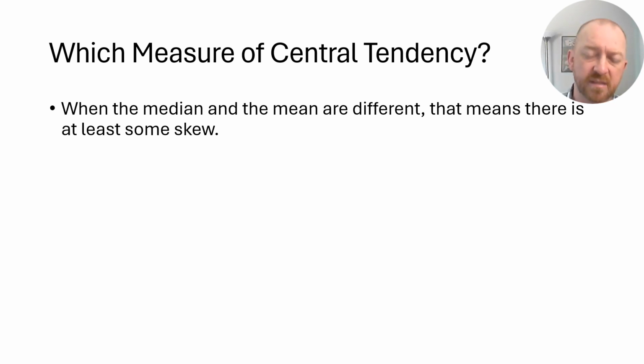For these basic introductory courses, a really easy way to do this is to look at the mean and the median and see how different they are. If the mean and median are different at all, that means that there is some skew by definition. But how much skew is a little bit subjective at this point, of course.